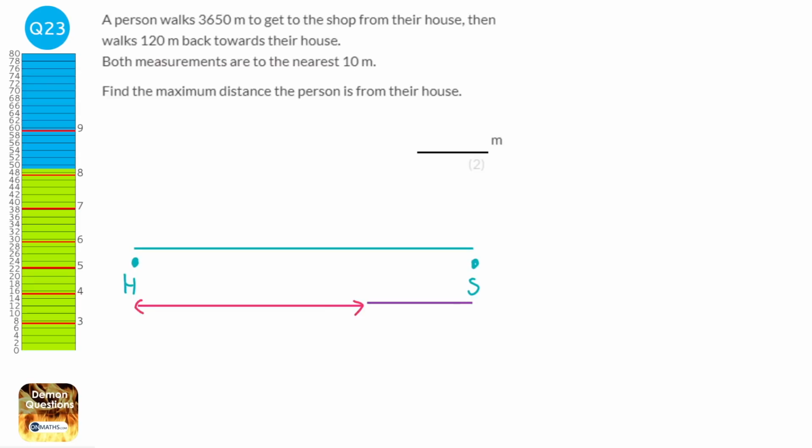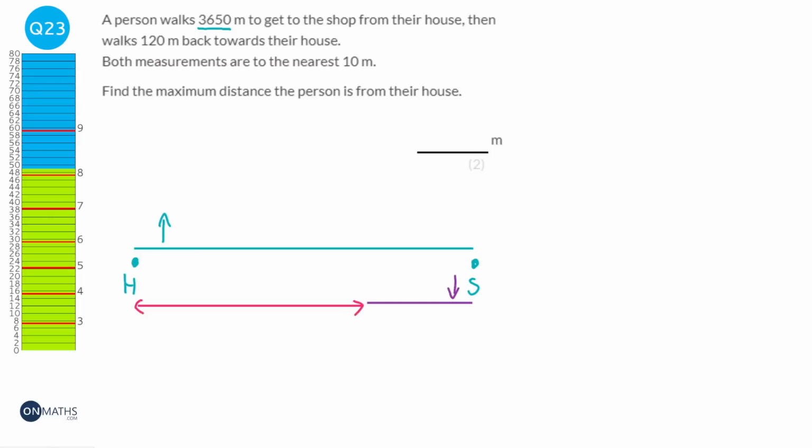We can see that we want to maximize this distance here, so that the shop is a long way away, and we want to minimize this distance here because we don't want them to have made that much distance towards their house, because we want to maximize that distance. So we're going to find the maximum for the 3,750. So it's to the nearest 10.